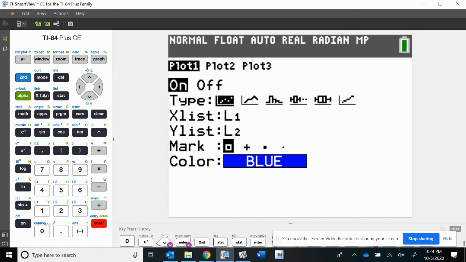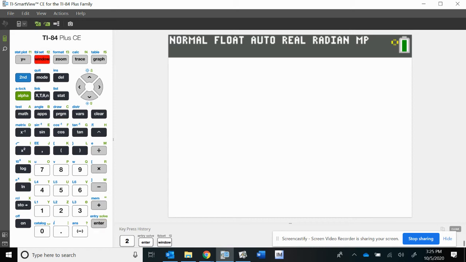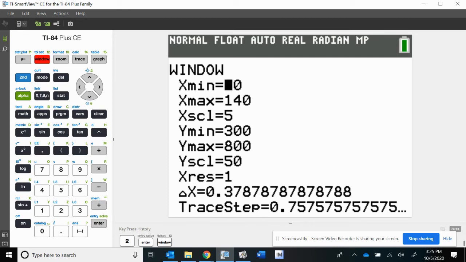My Y list, I want in list two. If you don't have list two, you can do second two, and it'll put list two in there. I like my scatter plots to be with boxes because they're easy to see, and my color is already set to blue. Now, I don't want to hit graph because if I graph it, it's going to look all funky. What I want to do is set up my window. I want to say how I want the graph to look.